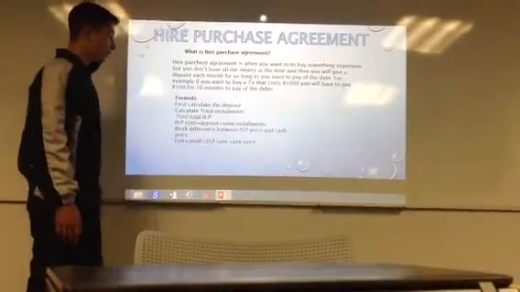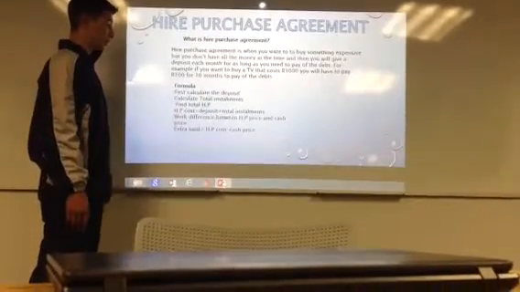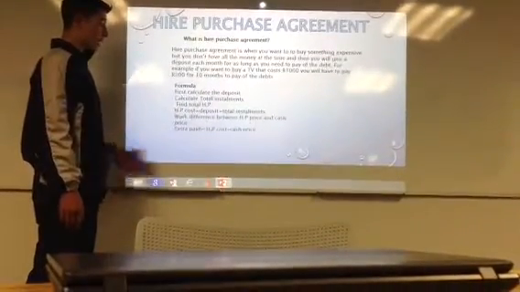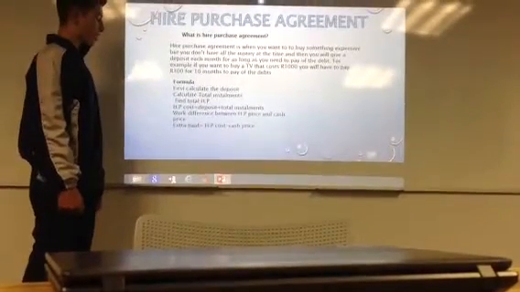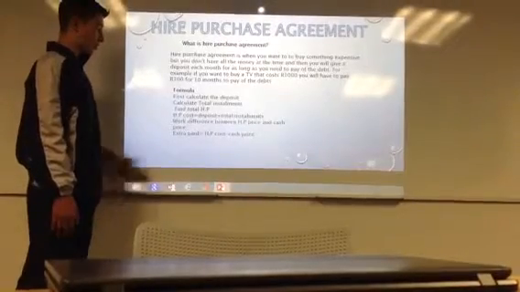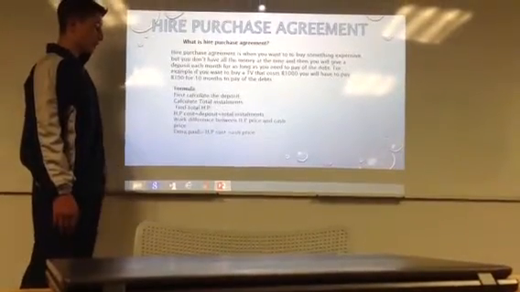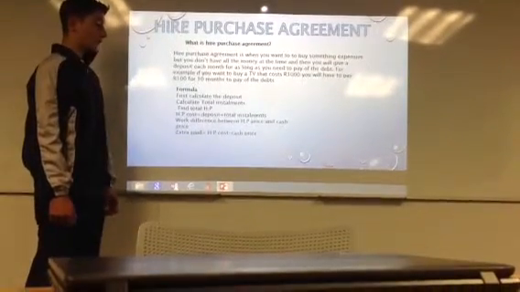The formula: first calculate the deposit, calculate the total installments, and find the total HP cost. HP cost equals deposit plus total installments. Then work out the difference between the HP price and the cash price. Extra paid equals HP cost minus cash price.